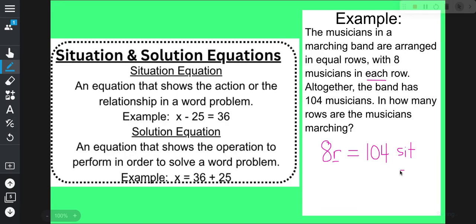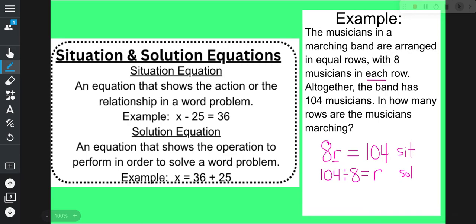We now want to have a solution equation. The solution equation removes the r and isolates it by itself. So if we had the total of 104, a part of 8 and a part of r, we know we have a total and a part, so we can use division, that inverse operation to multiplication, and we can divide by 8 to now equal the r. So now we isolated our r. Now we could actually solve this problem.